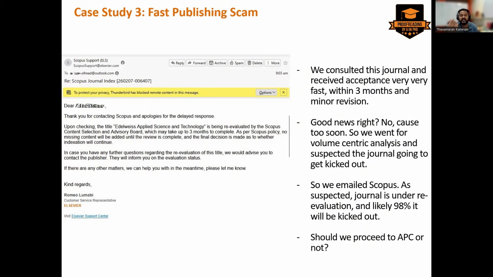So who becomes the victim? We become the victim. So don't take acceptance very quickly. If it's very fast, something is really wrong. Remember this, and you can write to them.